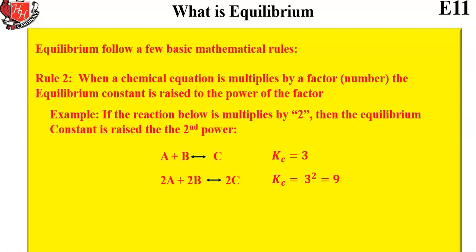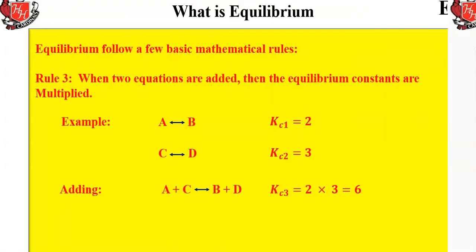All right, equilibrium follows a few basic mathematical rules. Rule 2, when a chemical equation is multiplied by a factor, that is, you multiply through by a number, the equilibrium constant is raised to the power of that factor. So for example, if the reaction below is multiplied by 2, then the equilibrium constant is raised to the second power. So you can see that happening right there. The original equation has an equilibrium constant of 3, and when you multiply through by 2, then you raise 3 to the second power to get 9.